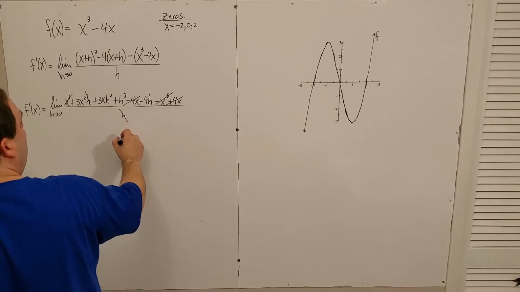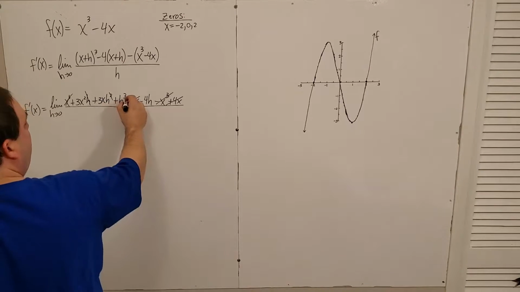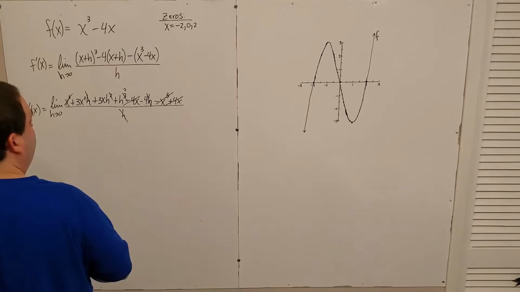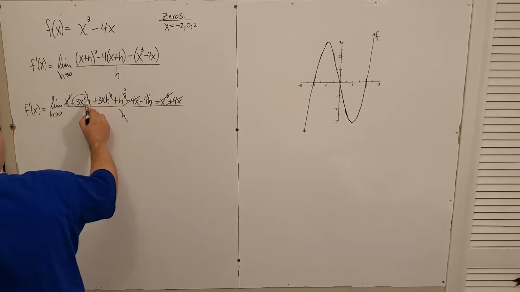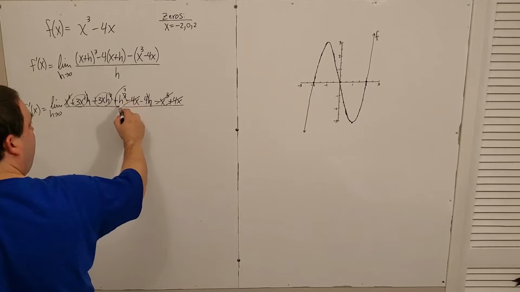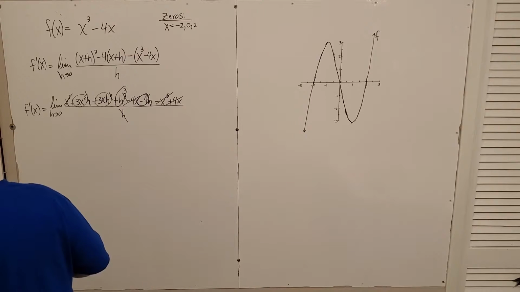Everything else has an h in it, so I can start reducing, right? h over h is 1. h over h here leaves 1 behind. Here I'll have 2 left behind. Here h over h is 1. So what am I left with? I have 3x squared, 3xh, h squared, and negative 4, right?